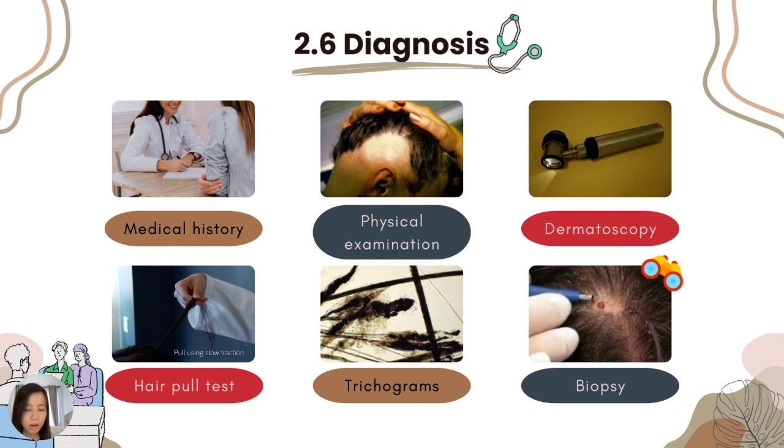Fifth, a trichogram, which is a microscopic examination of a hair sample taken from the involved area. This test is not helpful enough to diagnose alopecia areata, but it helps to rule out several diseases that need to be differentiated from alopecia areata. And the last is biopsy. A small section of skin from the scalp is often extracted for examination under a microscope. That's all from me. Thank you.